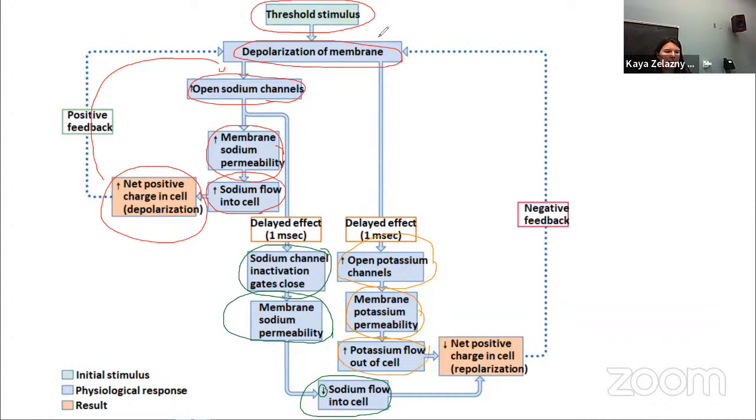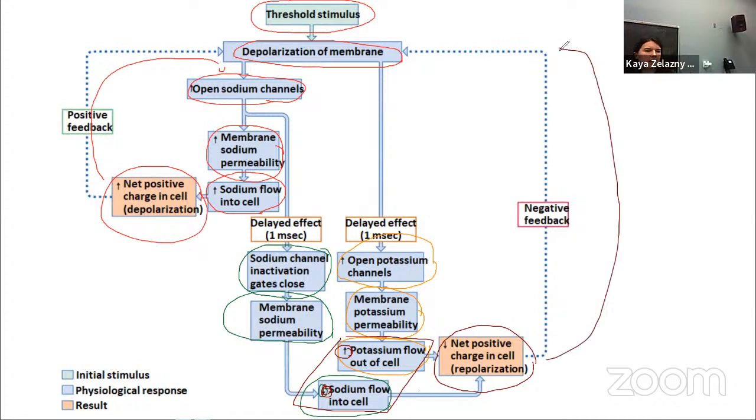And these two things together, the stopping of the sodium flowing into the cell, and now the potassium flowing out of the cell, drop the overall charge of the cell down, repolarizing it. So repolarizing it, returning. So we get back to -70 and we actually overshoot a little bit. So this is an overall negative feedback loop, basically turning off this whole action potential phase.